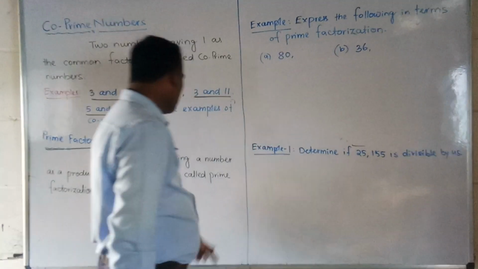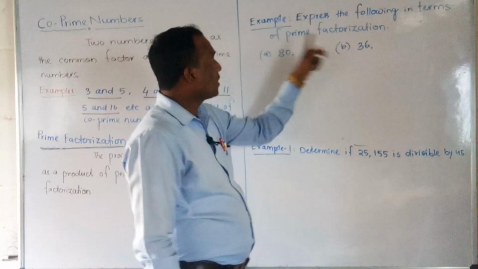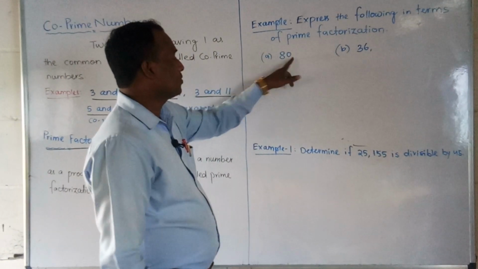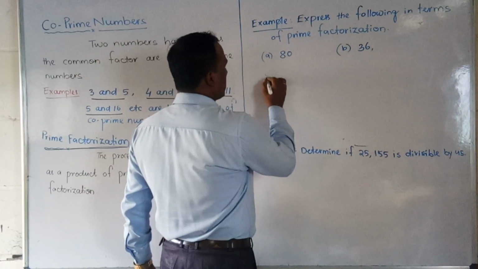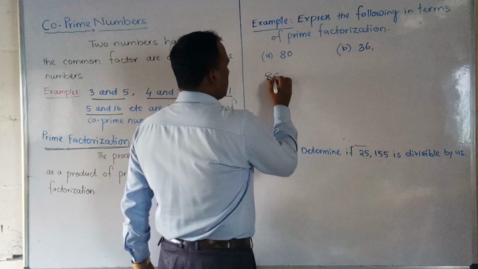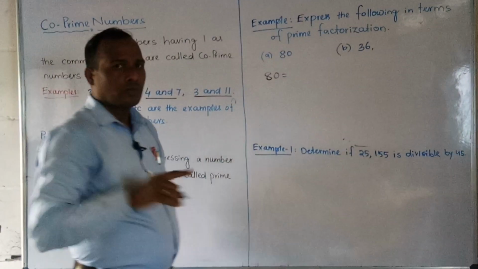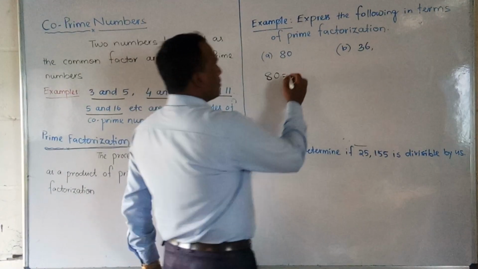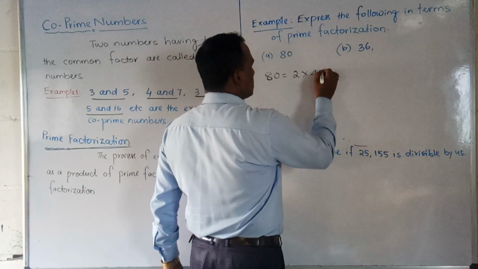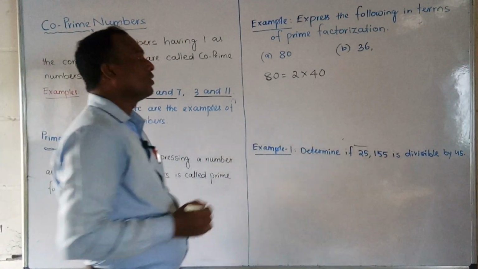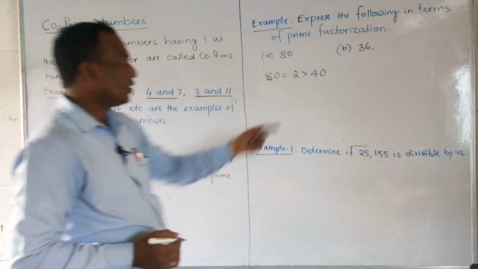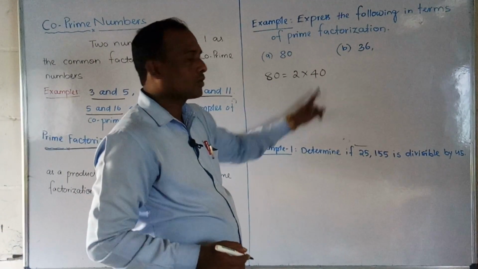Here I have written an example. Express the following terms in prime factorization. 80, we have to see. Suppose 80 is equal to what we can write? We can write 80 as 2 into 40. But 40 is not a prime number.